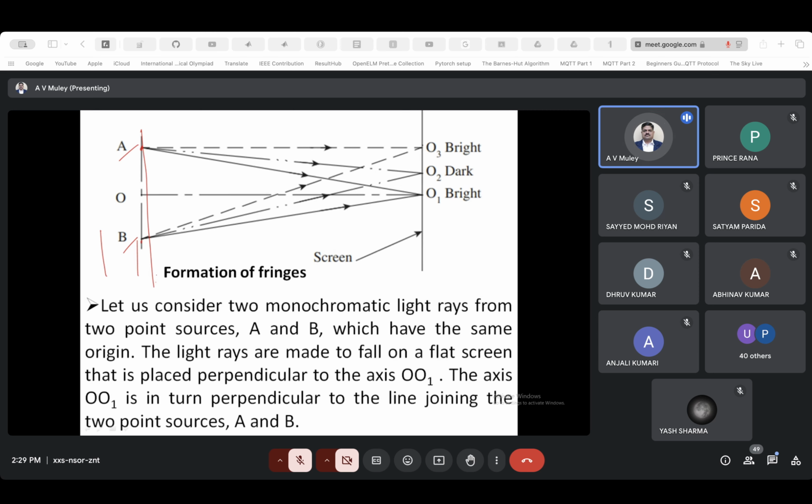So the light rays are made to fall on a flat screen that is placed perpendicular to the axis O1. तो ये हो गया आपका O और ये 1, ठीक है. The axis O1 is in turn perpendicular to the line joining the two source of point A and B. तो ये जो यहाँ जो ये है, this is 90 degree, is it? Okay.